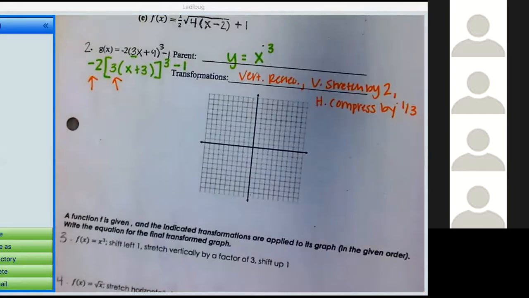All right, horizontal compressed by 1/3. What else is going on?